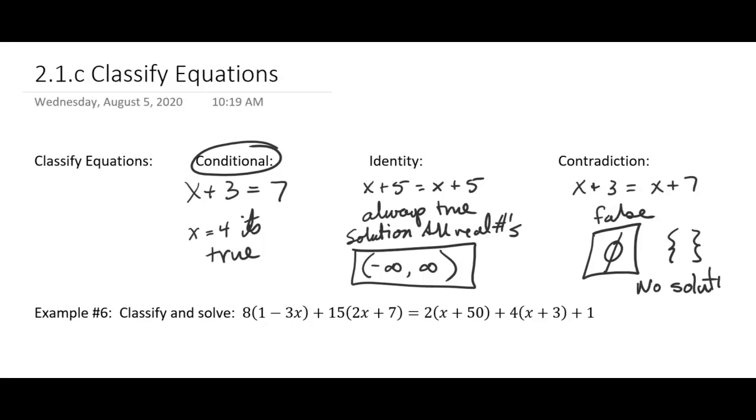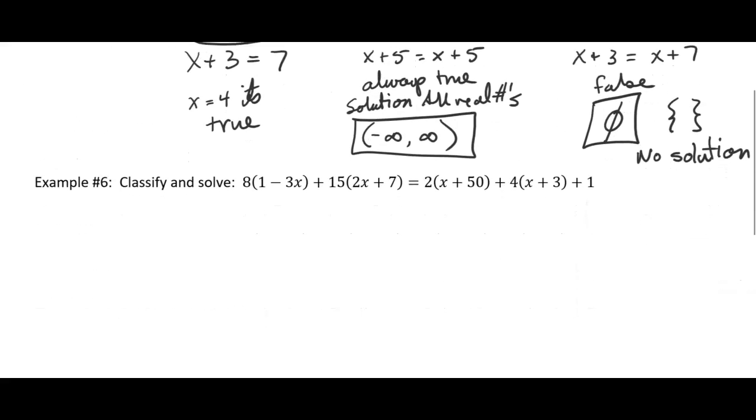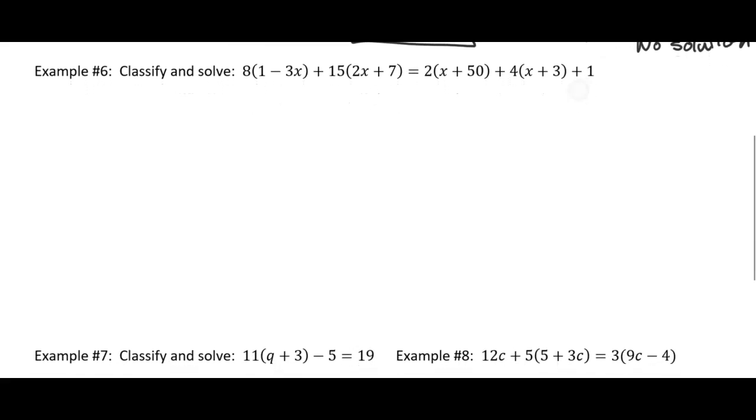So you can think of values for x all day, but that statement's never going to be true. You take a value and you add 3 to it, it's not going to equal that same value with 7 added to it. And that's why it's called a contradiction, because it is never going to be a true statement. Okay, so now we have some examples where they want us to classify and solve.